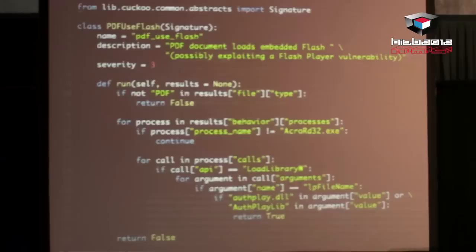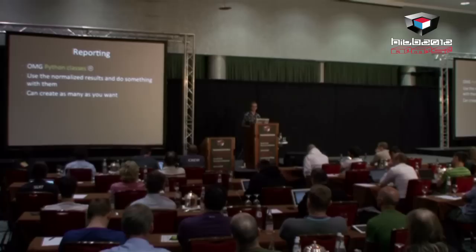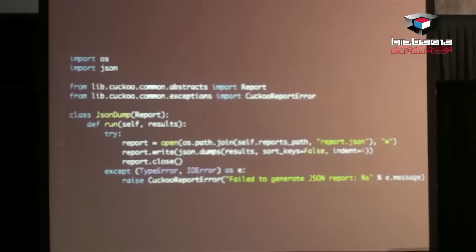So, reporting. The reporting modules are, again, Python classes. They use the normalized results that are produced by the processing modules. They take that, for example, the JSON stuff that you saw, and do something with it. The one that I just showed you just created a simple JSON file containing all the information, but you can do whatever you want with it. For example, with my website, I created a simple module that gets the stuff, sends it over to an API, and stores it into a database. Or you can use, for example, Mongo, which is another module inside Cuckoo by default.